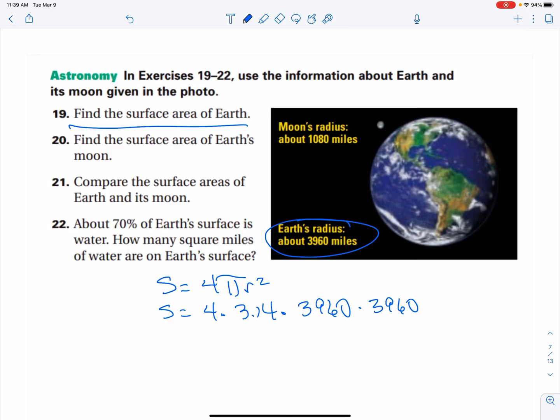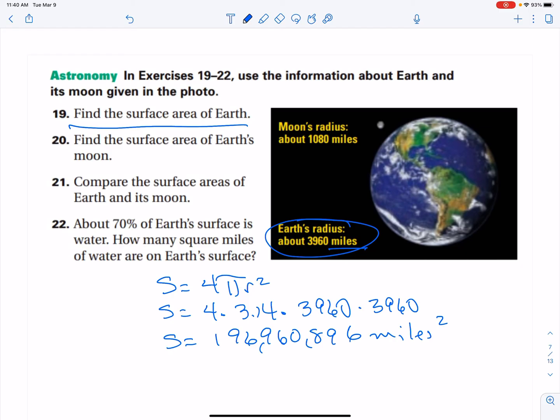Then we go to our calculator and we type that in. So 4 times 3.14 times 3960 times 3960, enter, and you end up with a rather large number, 196,960,896. And that would be, looking at our label, miles squared. Okay, so what is that? 196,960,896 square miles. That's a pretty good sized sphere.